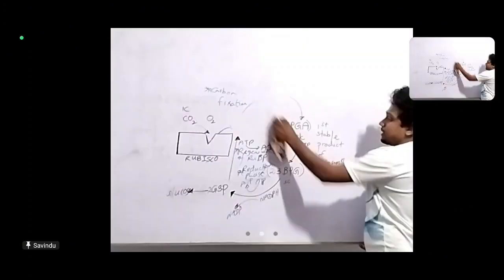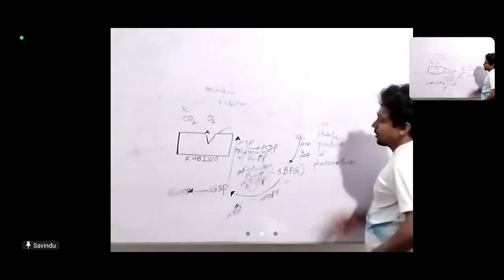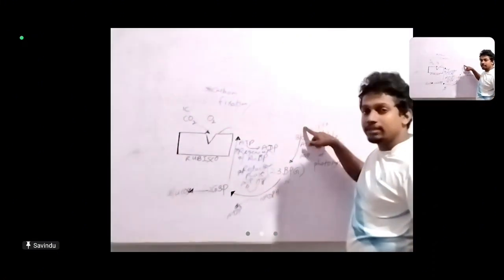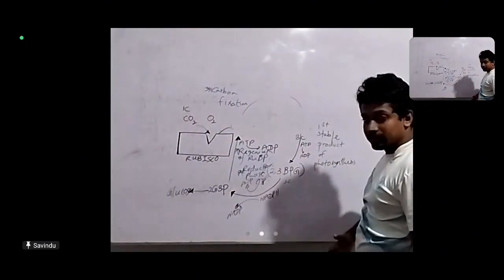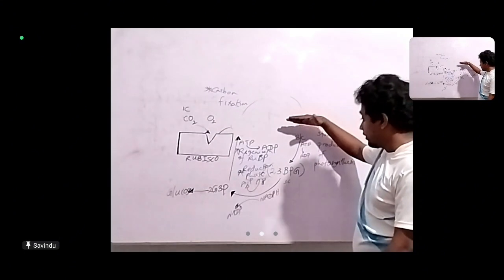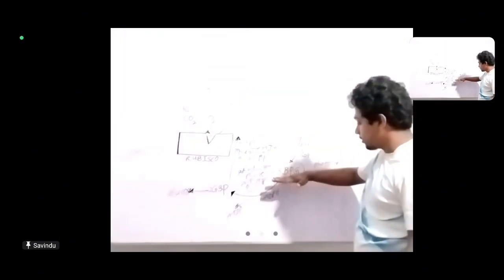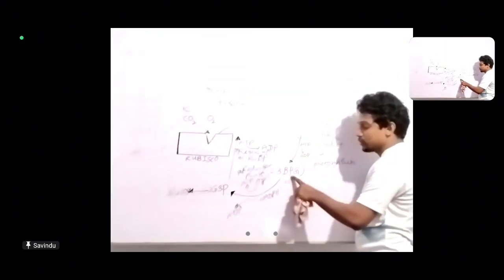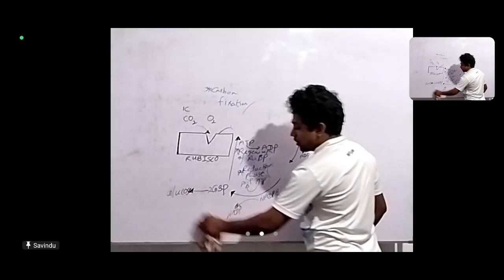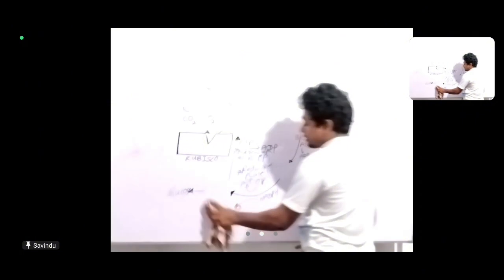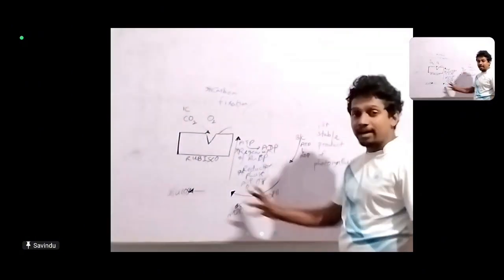So what happens? This 3 phosphoglycerate is the first stable product of photosynthesis, but it does not stay like that, and it turns into 1,3 bisphosphoglycerate, and then they turn into glyceraldehyde 3-phosphate. This whole process we call the reduction phase.